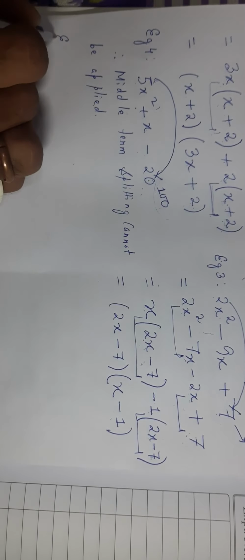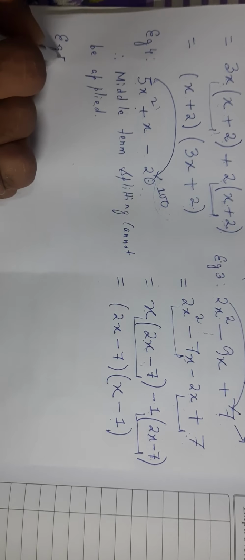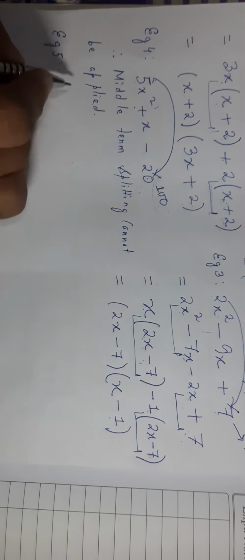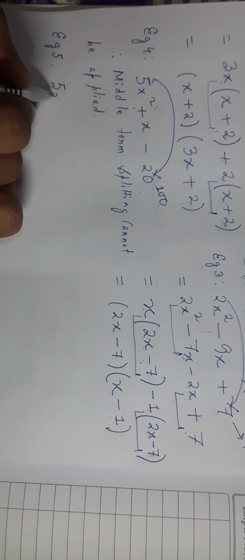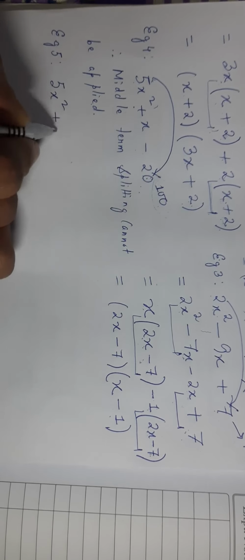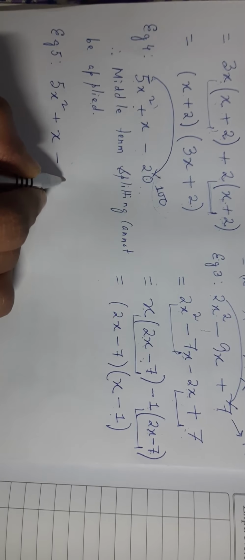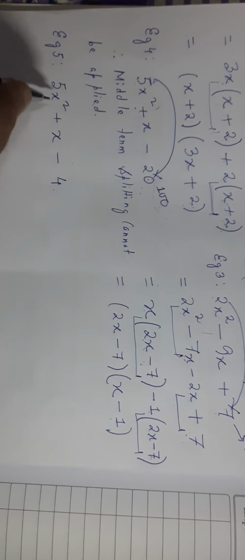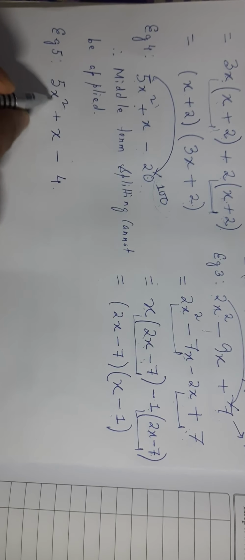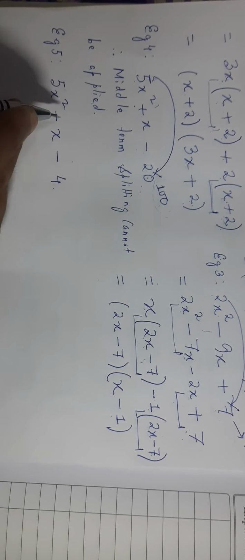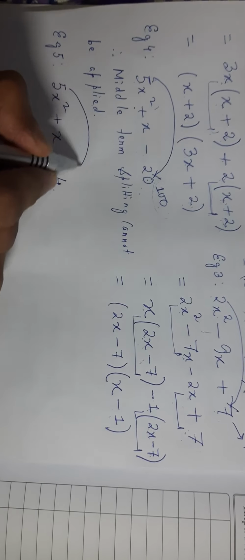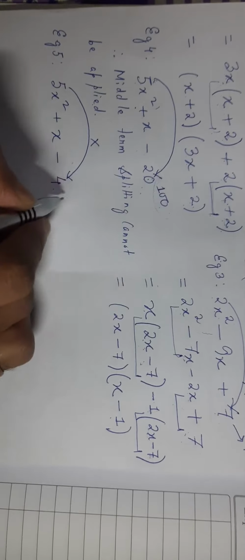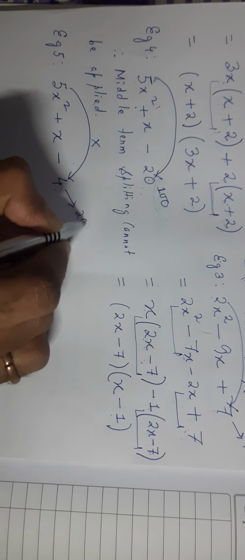Now let us see the fifth example. Now this particular question, suppose I rewrite as 5x square plus x minus 4. Now let us see whether it works or not. Since the coefficient of x square is other than 1, which is 5, I'll multiply 5 into 4. So 5 into 4 is 20.